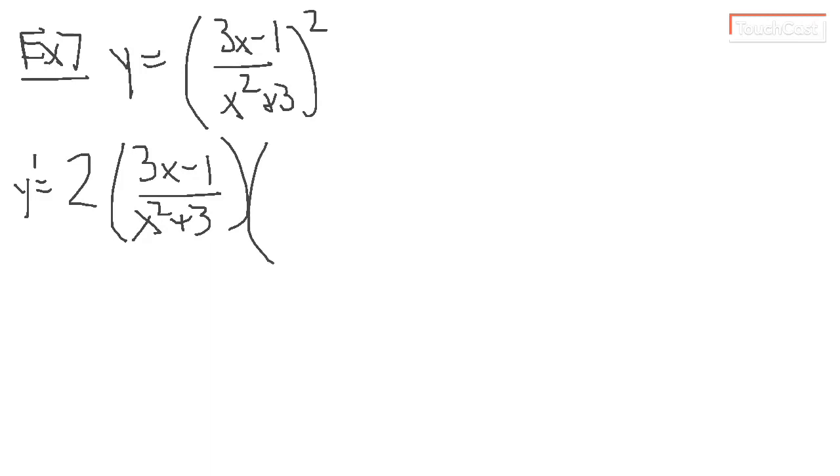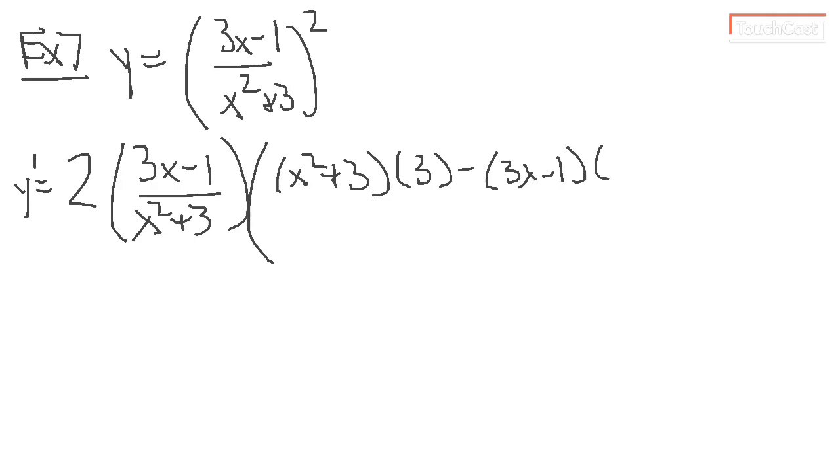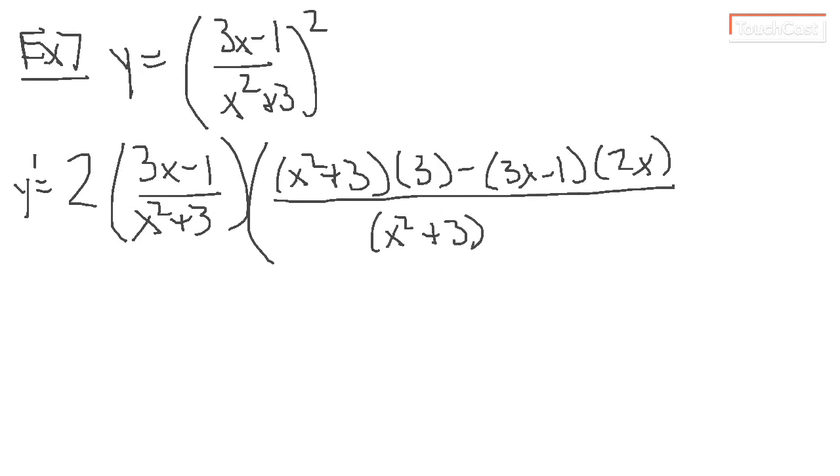So, utilizing the quotient rule, we're going to write our denominator, x squared plus 3, times the derivative of the numerator, which will just be 3, minus the numerator, 3x minus 1, times the derivative of that denominator, 2x, all over that denominator squared.